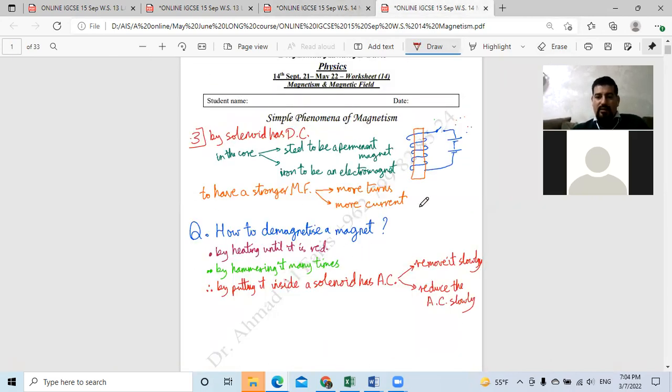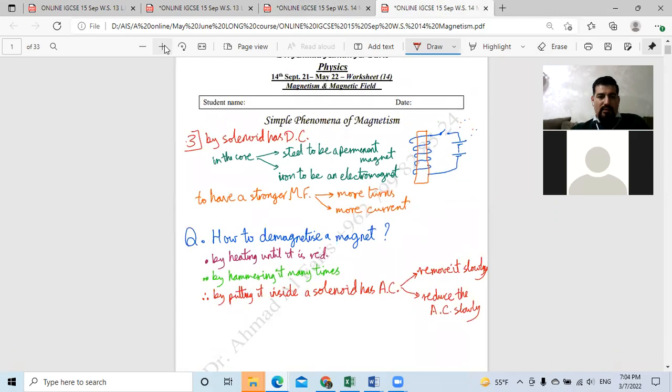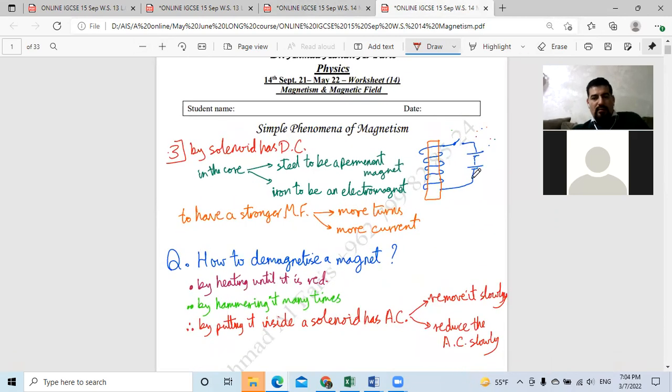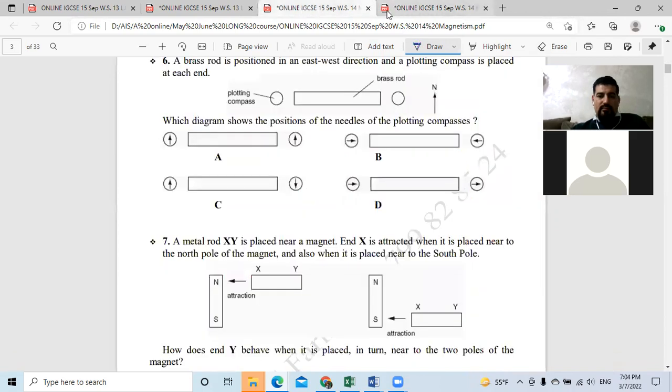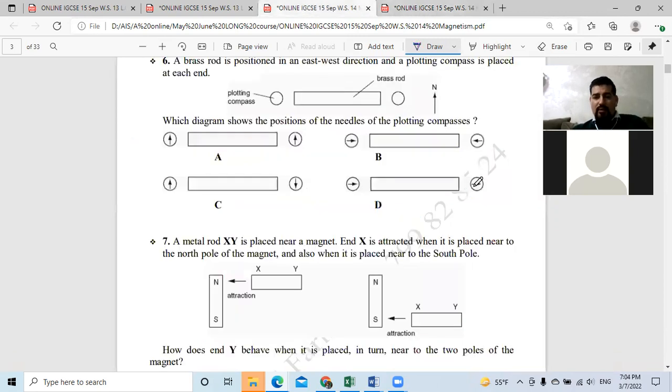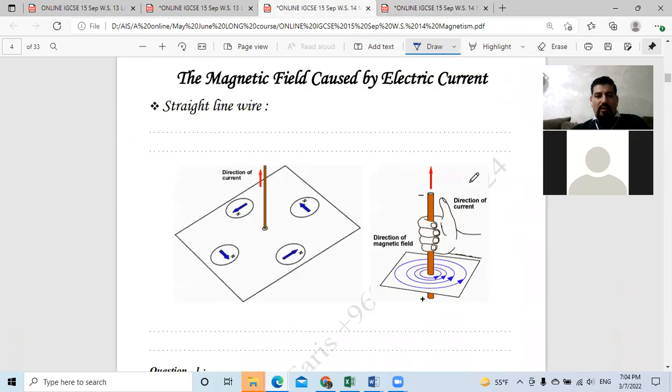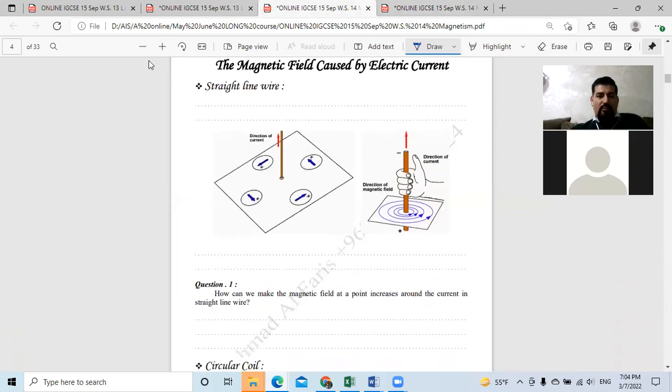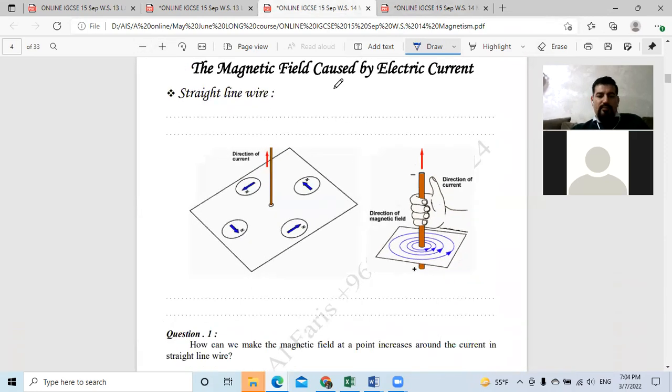Can I go back? This one? Okay. We have multiple choice questions as usual. You have to do them as homework. Then go to page number 4, if you please.